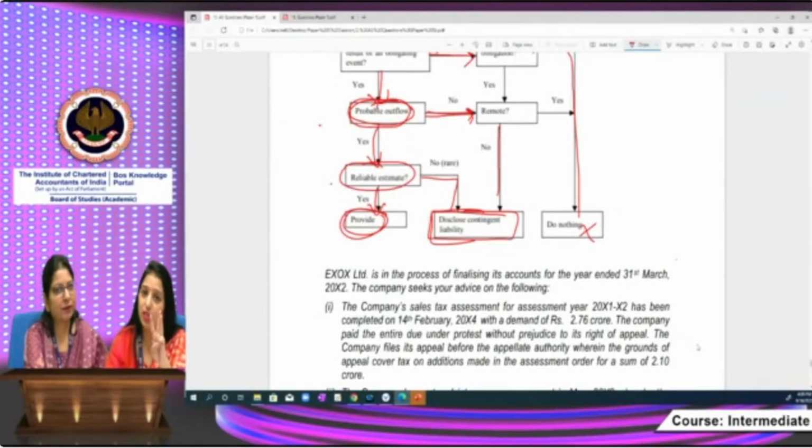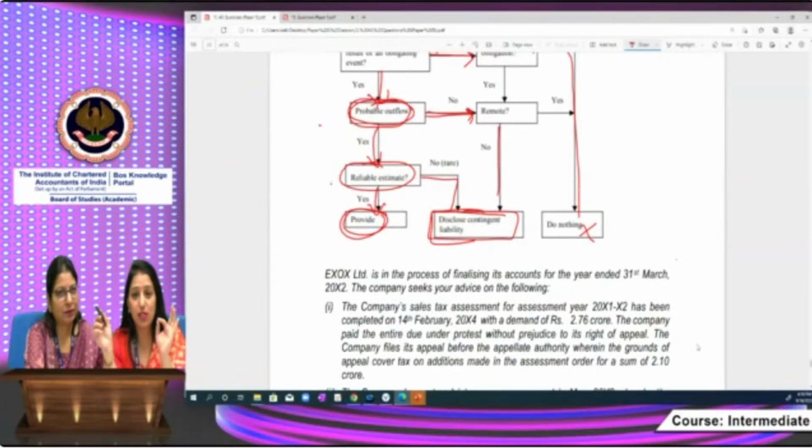So learn these three. These are the three mantras to decide whether it is a provision or a contingent liability, or nothing. Present obligation due to past event. There must be past event, due to past event होना चाहिए. Number 2, probable outflow. Number 3, reliable estimate. If all conditions are satisfied, only then we can provide for. Otherwise, contingent liability or nothing to do.